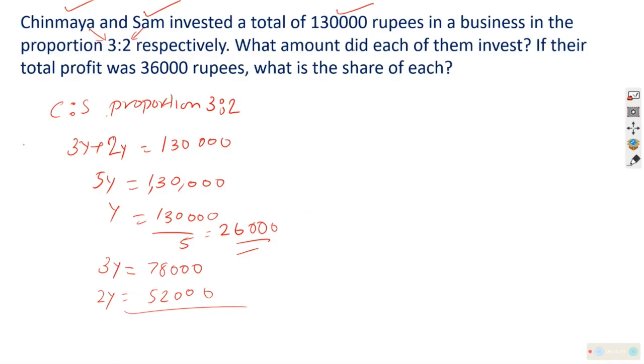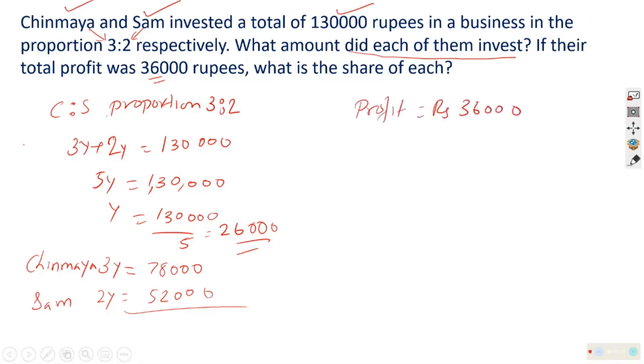What is the amount each of them invested? This is the first question. How much they invested? 3y stands for Chinmaya, and this is for Sam. Understood? The second part of the question, they have a profit of 36,000. That also will be divided in the same ratio. That means the profit is equal to rupees 36,000. So here also 3x plus 2x is equal to 36,000. This is the profit.